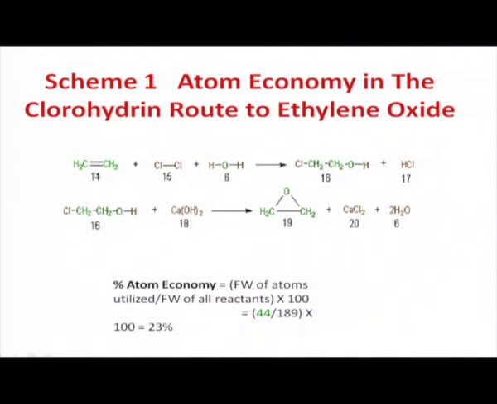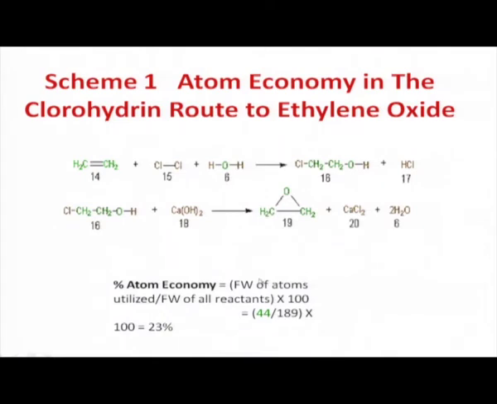Okay. The ethylene is reacted with chlorine, and this chlorohydrin will be formed, then it undergoes alkaline hydrolysis, treating with lime, and you will get the ethylene oxide. This is the conventional method of manufacturing ethylene oxide from ethylene. And if we calculate the atom economy for this process, that is the formula weight of the atoms utilized divided by the formula weight of all the reactants, we will arrive at 23.